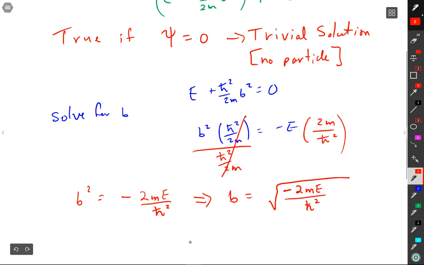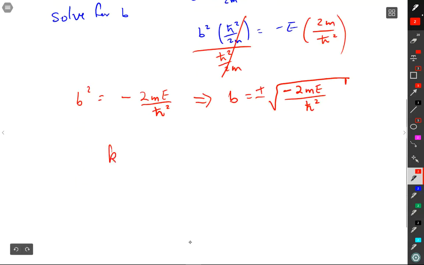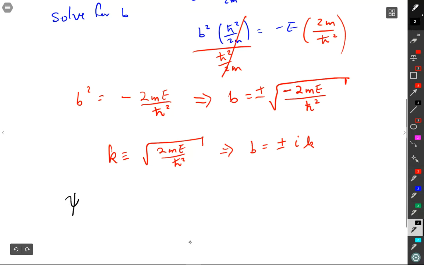What did Nathan forget that almost everyone forgets? Plus or minus. You have two correct answers. And so we define k, where the three lines mean defined as, as the square root of 2mE over h bar squared. And so this minus sign is going to give us b equal to plus or minus ik. So how many solutions do we have? Two.